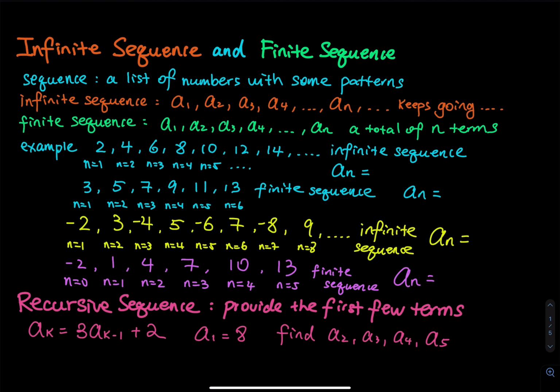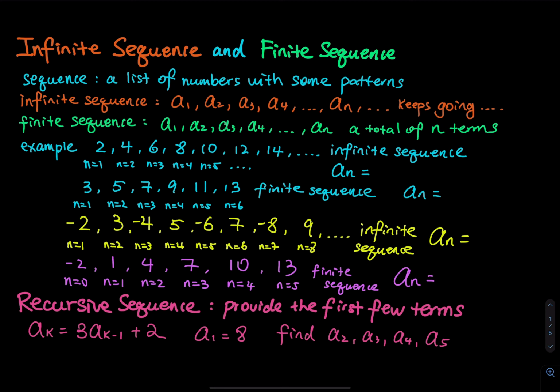So let's do some examples. The first example I have is 2, 4, 6, 8, 10, 12, 14. Do you see this? I have a comma and then dot, dot, dot. So that is an infinite sequence. The first term is 2, so I call that n equals 1. 1 means the first term, 2 means the second term, 3 means the third term, 4 is the fourth term, 5 is the fifth term, so on and so forth.